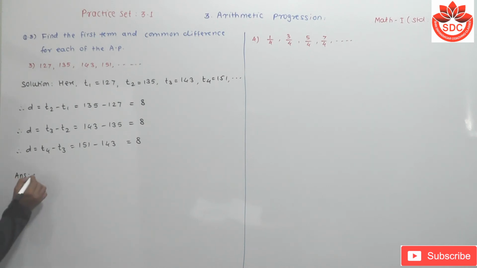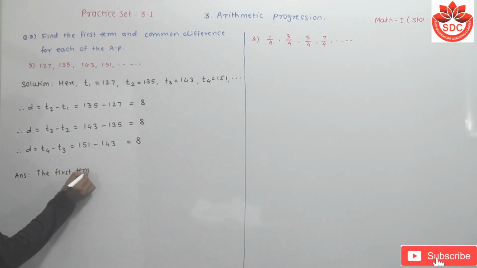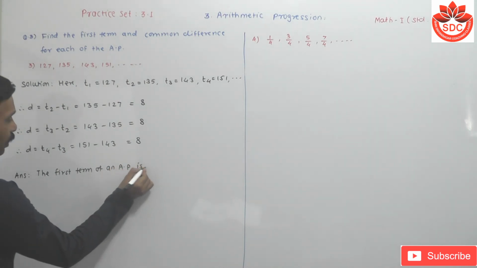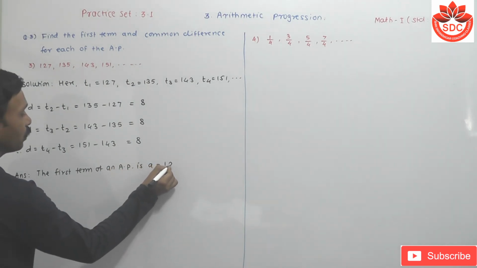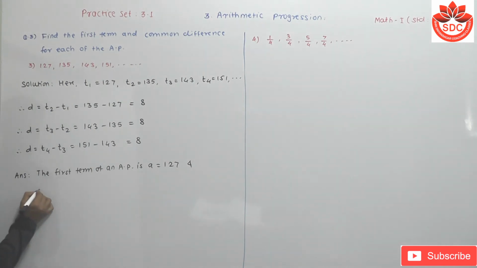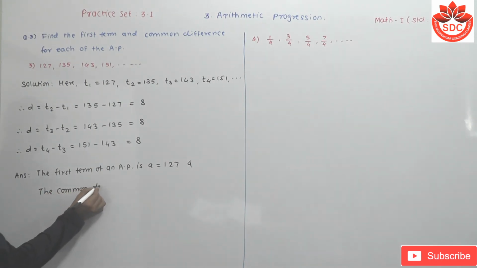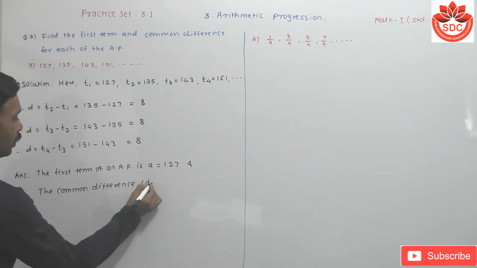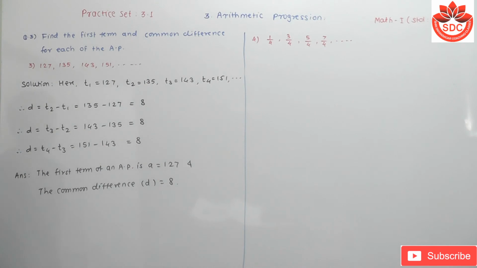Answer: the common difference and the first term. The first term of an AP is A equal to 127 and the common difference D is equal to how much? 8.